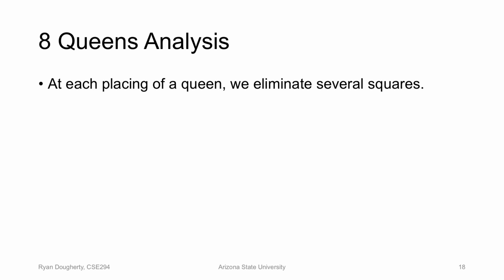All right, so just analysis. At each placing of the queen, we eliminate several squares.